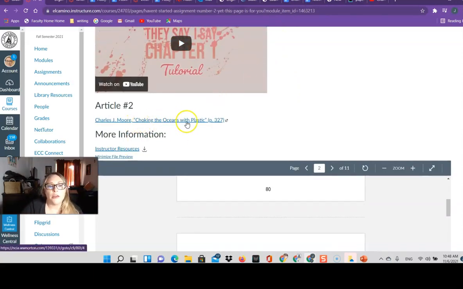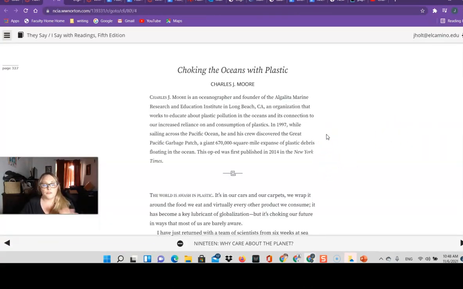Charles J. Moore's "Choking the Oceans with Plastic." There are other ways to get to this. If you need to, you can go to the actual book, but here it is. Charles J. Moore is an oceanographer and founder of Algalita Marine Research and Education Institute in Long Beach, California, an organization that works to educate about plastic pollution in the oceans and its connection to our increased reliance on and consumption of plastics. In 1997, while sailing across the Pacific Ocean, he and his crew discovered the Great Pacific Garbage Patch, a giant 670,000 square mile expanse of plastic debris floating in the ocean. This op-ed was first published in 2014 in the New York Times.